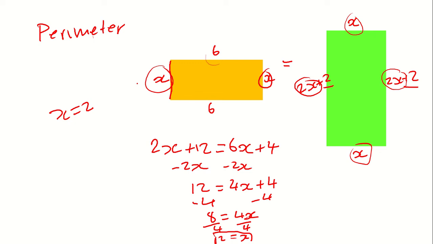So I know that this length is 2. This length is 2. And this is 2 times 2, which is 4, plus 2 is 6. And that is another question solved.